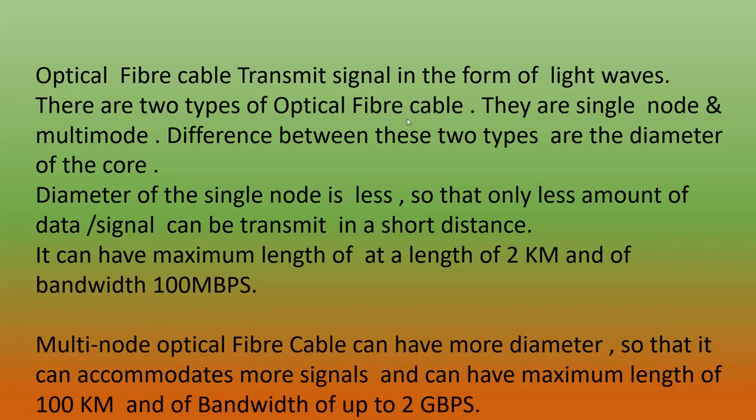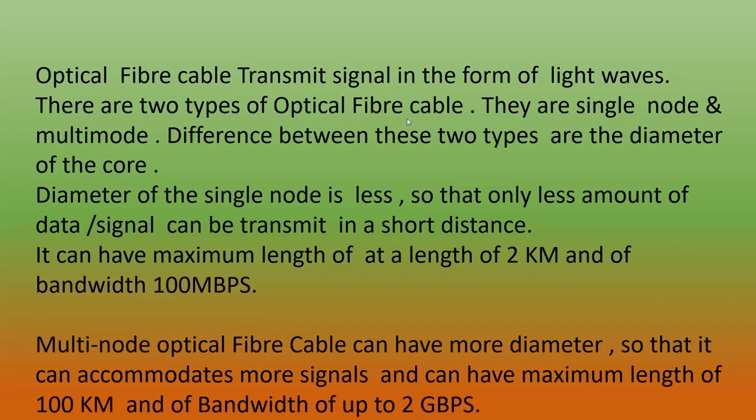Single node fiber cable supports a length of 2 kilometers and can have a bandwidth of 100 Mbps, whereas multi-node has a bandwidth of 2 Gbps and can support a maximum length of 100 kilometers.